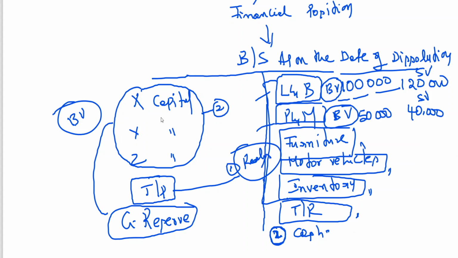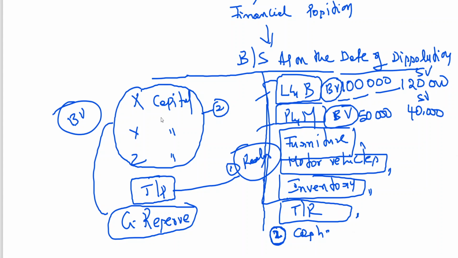Realization account is closed by transfer of the result to partners' capital. Then finally, partners' capital and cash account are left. Cash account, what are the cash you get by selling the assets? And that cash amount is being used for making the payment to partners. Then finally, cash account is also being closed. Partners' capital account is also being closed.